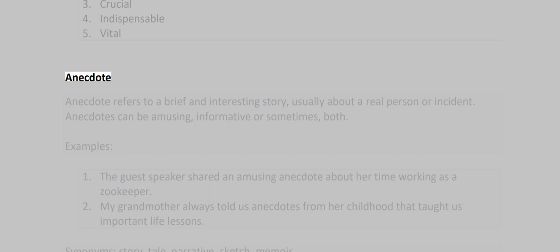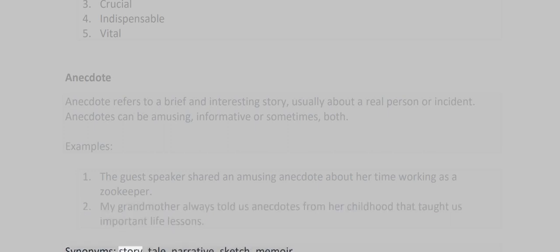Anecdote. Anecdote refers to a brief and interesting story, usually about a real person or incident. Anecdotes can be amusing, informative, or sometimes both. Examples. 1. The guest speaker shared an amusing anecdote about her time working as a zookeeper. 2. My grandmother always told us anecdotes from her childhood that taught us important life lessons.